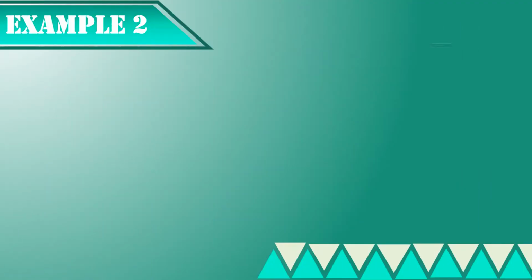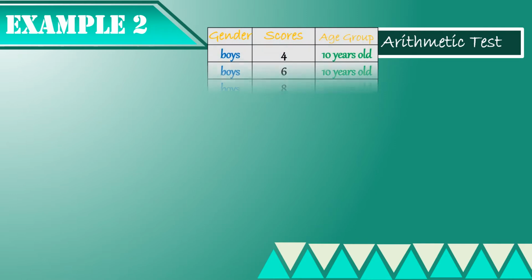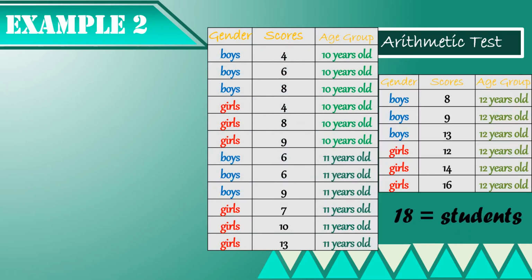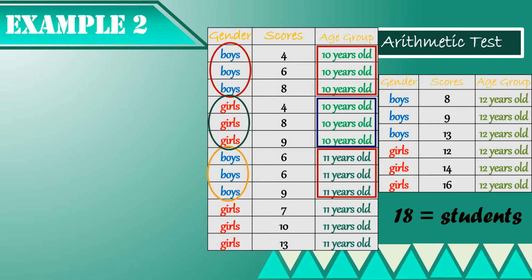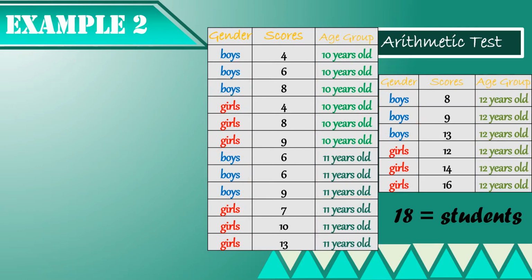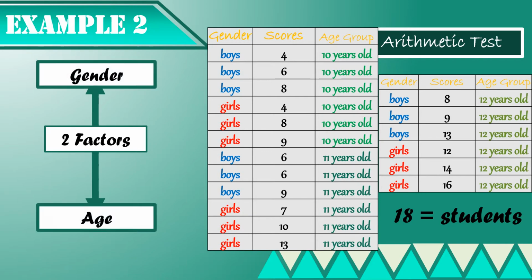For example 2, given was the arithmetic test score of 18 students, consisting of boys and girls of different ages. We have here the boys and girls of 10 years old, boys and girls of 11 years old, and boys and girls of 12 years old. And we want to determine whether the gender or age group or both gender and age group impact the test scores. So we have two factors of the independent variables here, the gender and age.